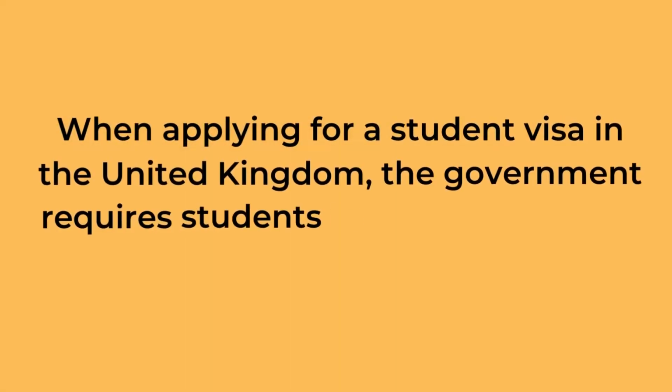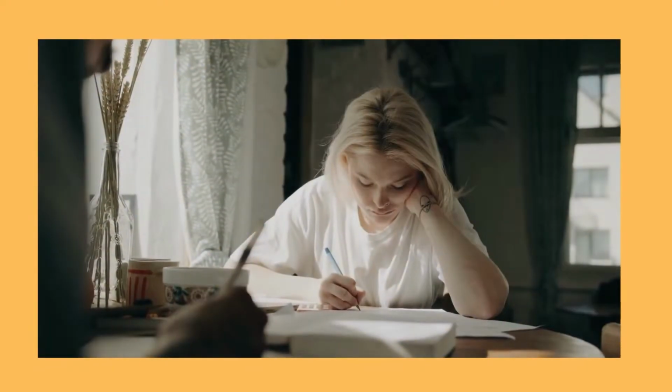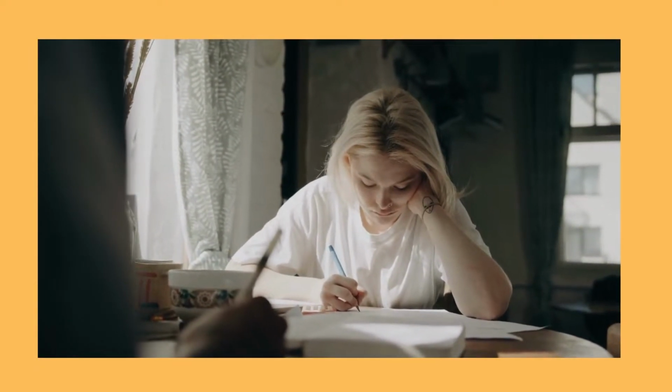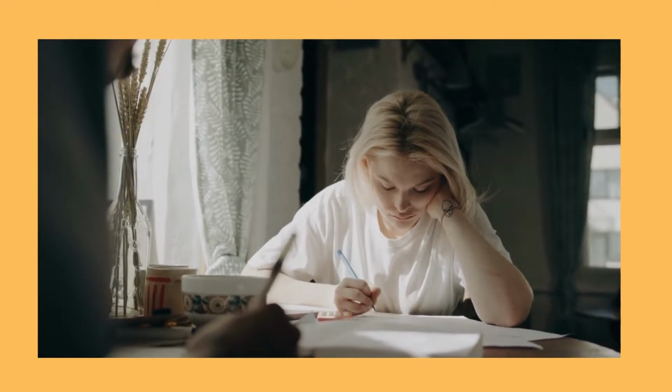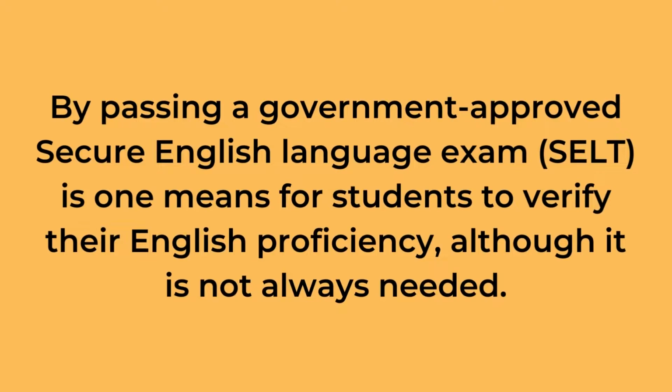Knowledge of English. When applying for a student visa in the United Kingdom, the government requires students to have a particular level of English language proficiency. The English language requirements for a student visa may differ from those required for entrance to the targeted course. Passing a government-approved Secure English Language Exam, SELT, is one means for students to verify their English proficiency, although it is not always needed.